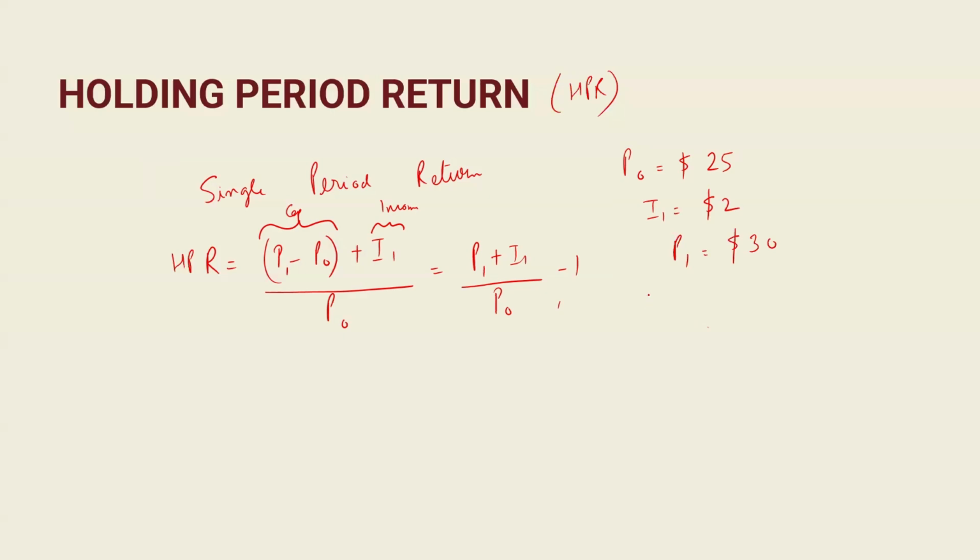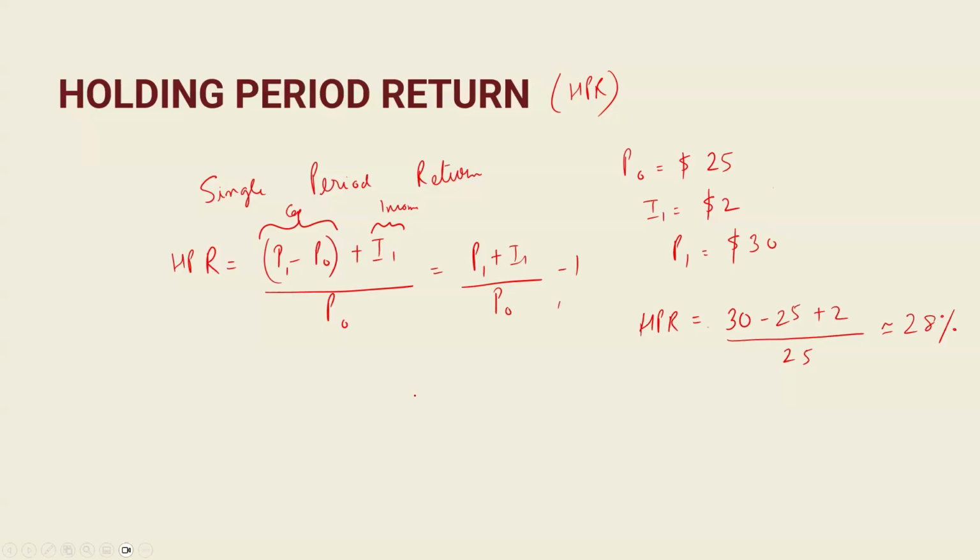How much are you getting? Quickly send your answers. Okay. So everyone is getting 28%, right? Basically, HPR is nothing but P1, 30. Again, I can use any version of the formula. So 30 minus 25 plus 2, divided by 25, right? So you're getting approximately 28%, 0.28 basically, right?